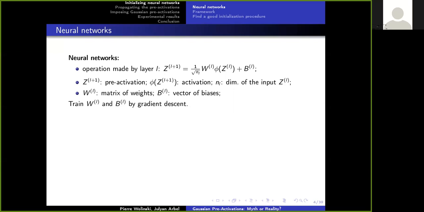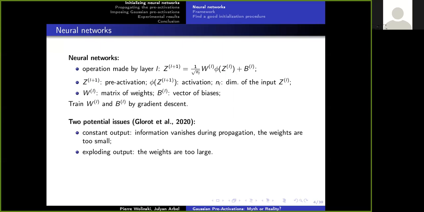So we train W and B by gradient descent. There are two potential issues. First, we can end with a constant output, for instance, when the weights are too small. When the weights are too small, after several layers, the information vanishes. And we can have the contrary, that is the exploding output, when the weights are too large. In both cases, training is very slow or impossible at initialization.